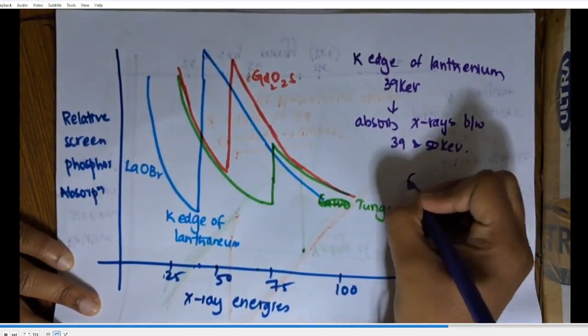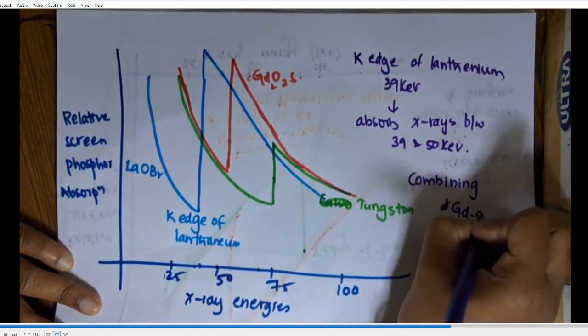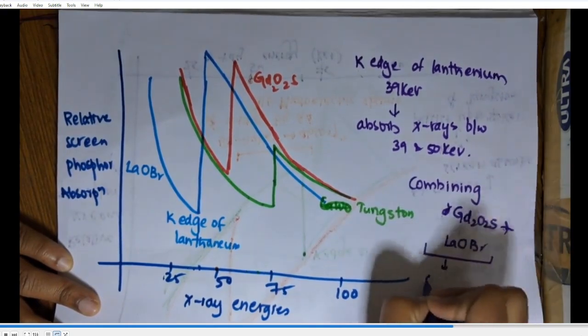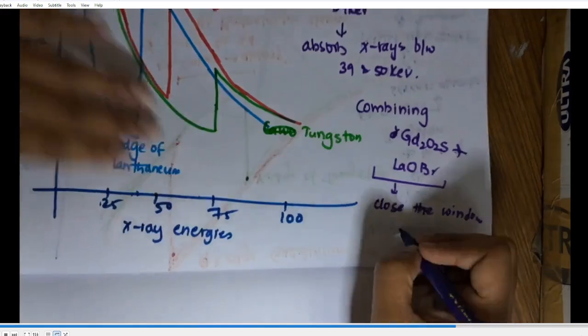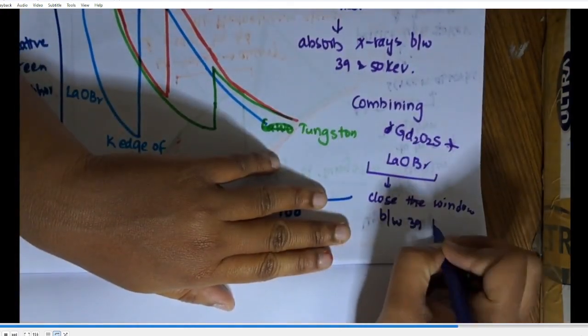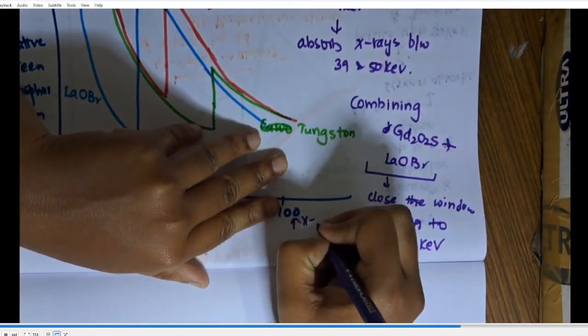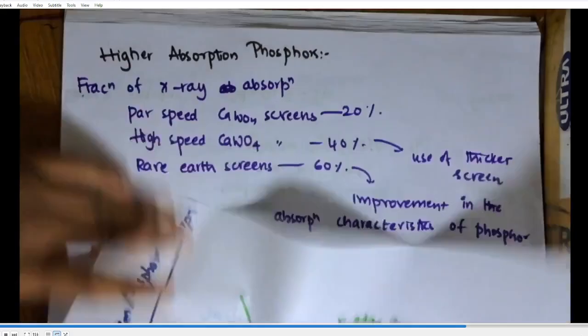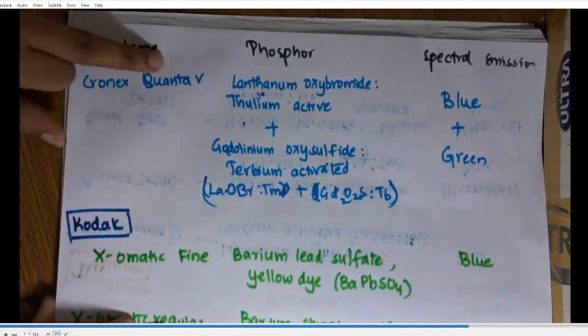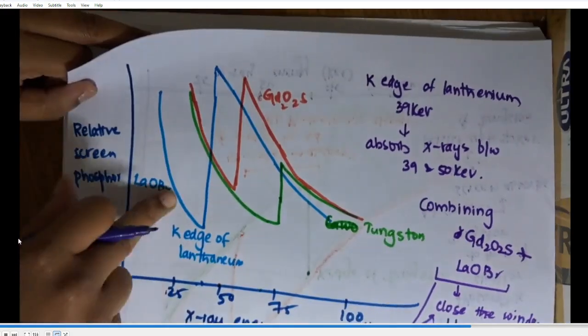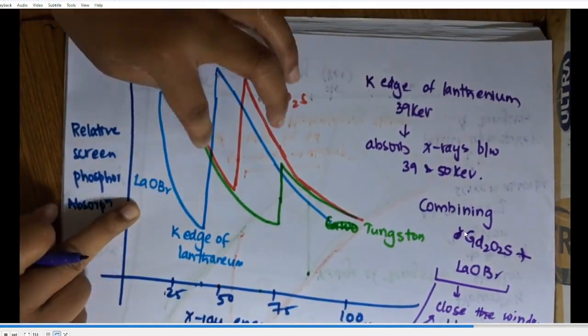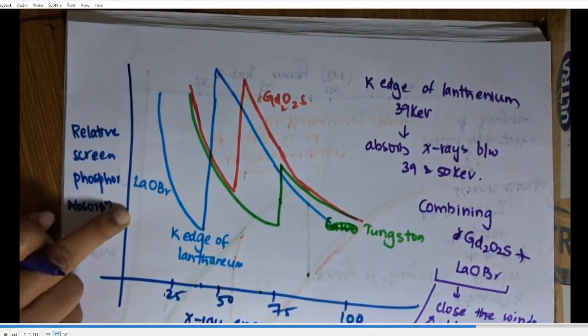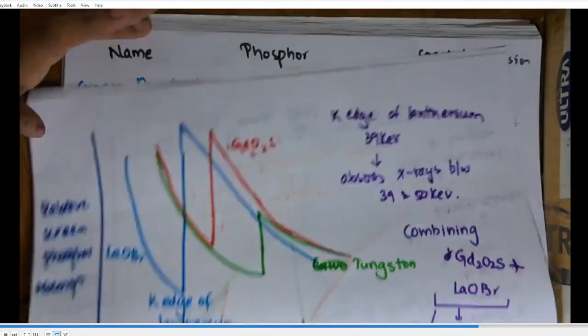So by combining the two rare earth phosphors, both gadolinium oxysulfide and lanthanum oxybromide, the rare earth screens have significant absorption advantage over calcium tungstate in the 39 to 70 kilo electron volt range. So we have Chronex Quanta 5, which uses this gadolinium oxysulfide and lanthanum oxybromide.